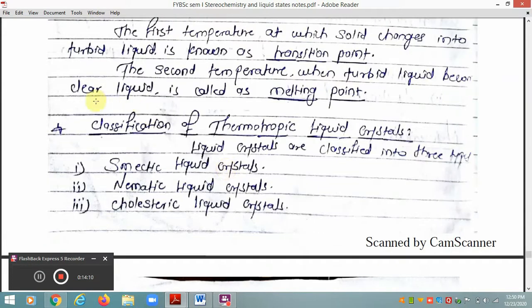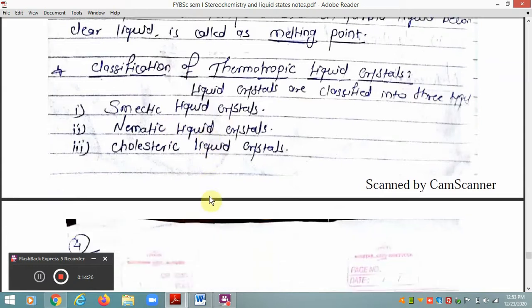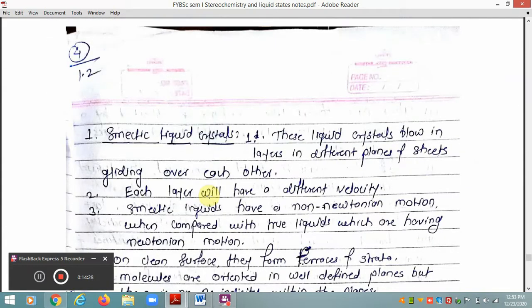This classification, so the thermotropic liquid crystals can be classified as Smectic liquid crystal, Nematic liquid crystal, and the Cholesteric liquid crystal. If we talk about all these types of liquid crystal one by one in detail, here in the discussion of this Smectic liquid crystal.